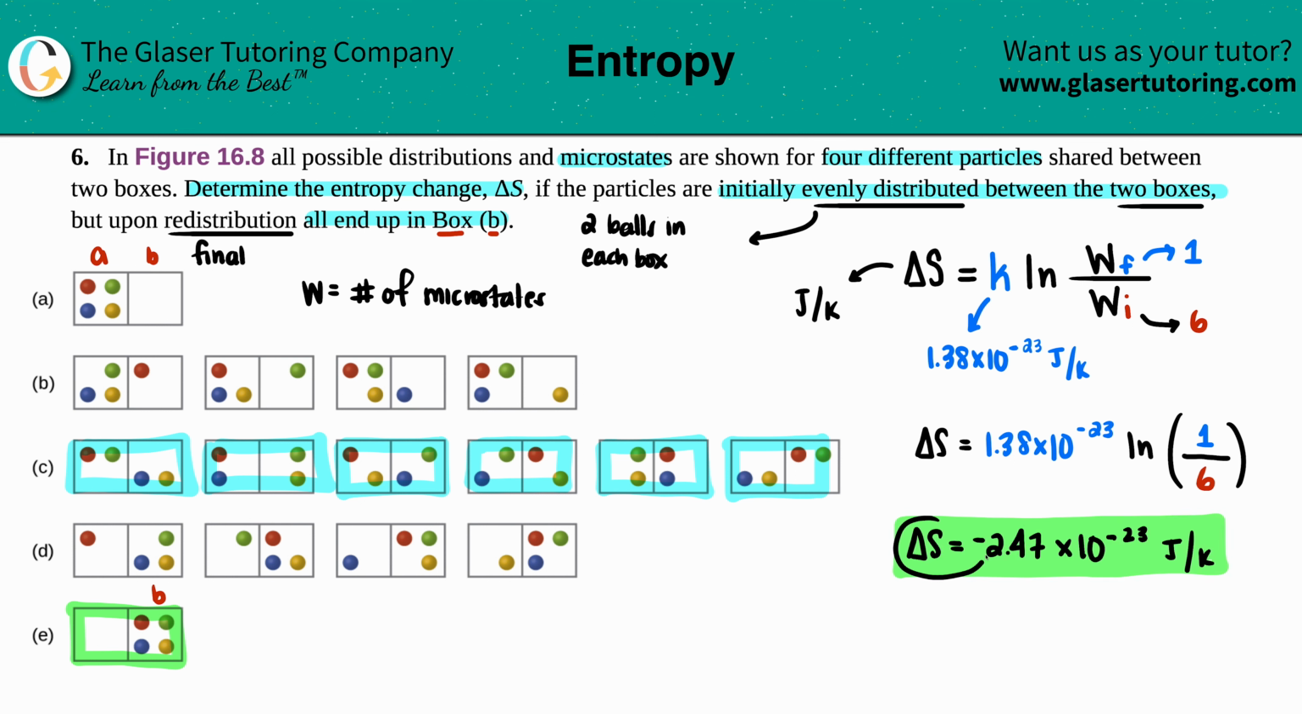Any delta S value that's negative means you went from something that was more random, with more choices, to something that only had one choice. You went from more randomness to less randomness. That's always a delta S of a negative value.